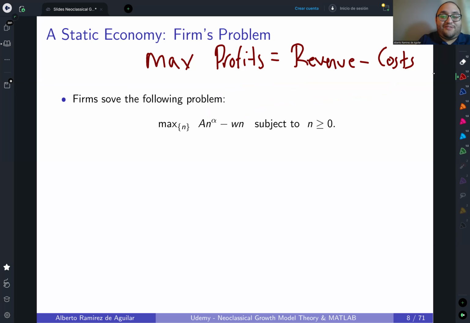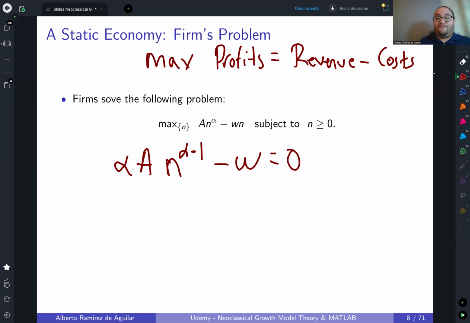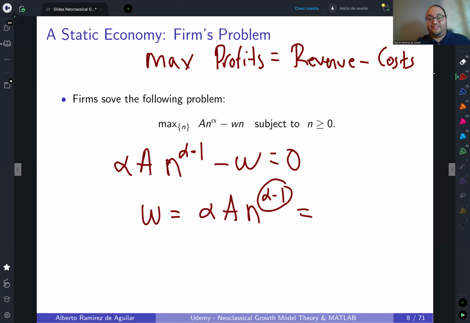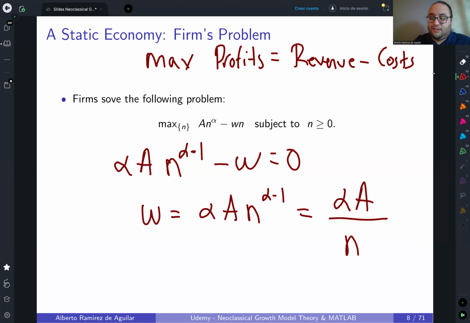We only have to take the derivative of this with respect to n, and that's going to be alpha a n to the alpha minus 1 minus w equals 0. Or if we manipulate this, we get that the wage is going to be equal to alpha a n to the alpha minus 1. And because remember, alpha is a number between 0 and 1, this exponent here is negative. So we can manipulate this to get this.